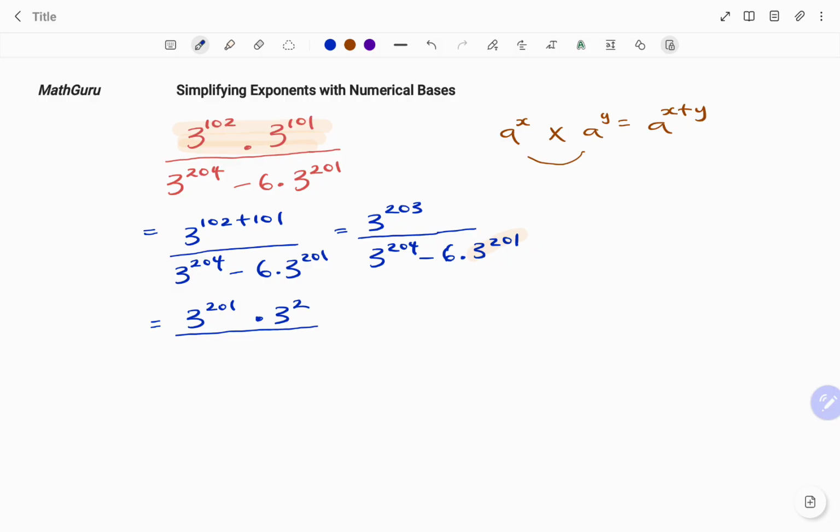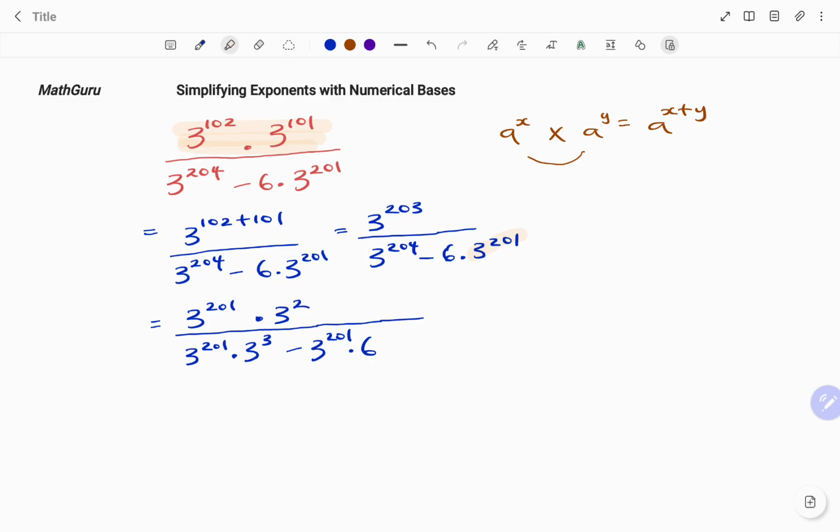For my denominator, I'm going to do the same. Remember, I'm using my 3 to the power of 201 as my benchmark. So that will be times 3 to the power of, to make 204, I have 3 left. Then I have minus 3 to the power of 201 again times 6 times 3 to the power of, I have 201 and 201, so that's 1. So I'm going to leave it as it is.